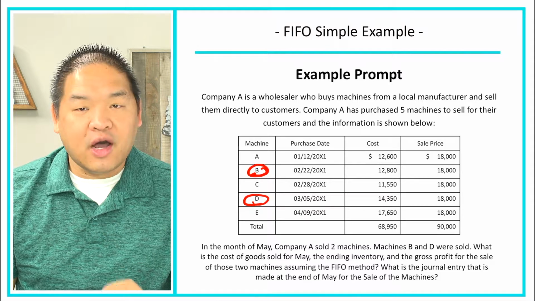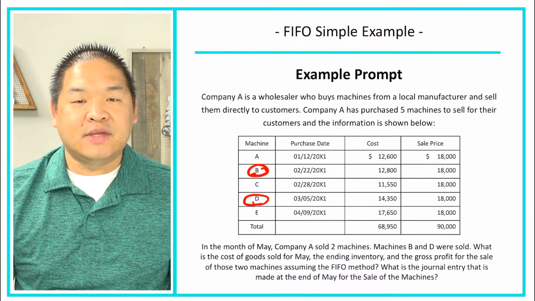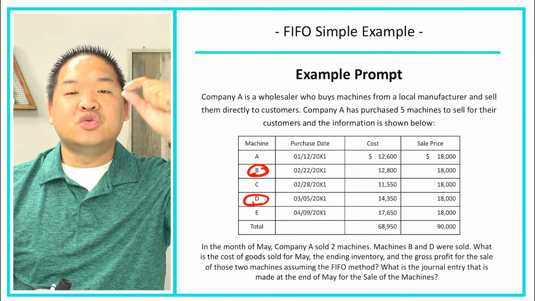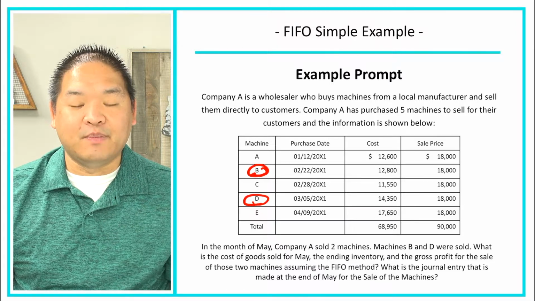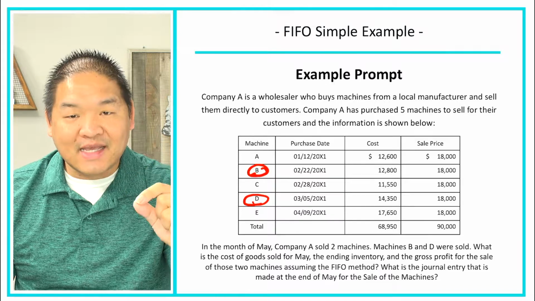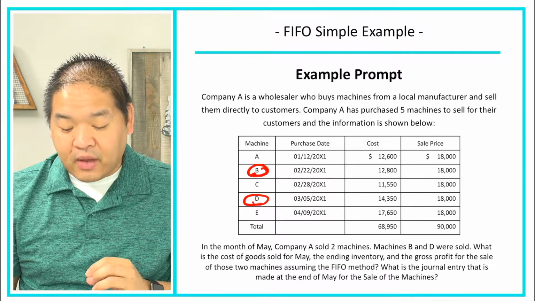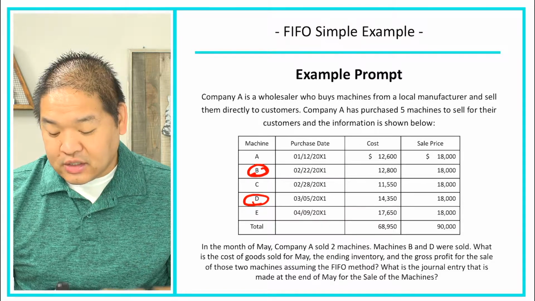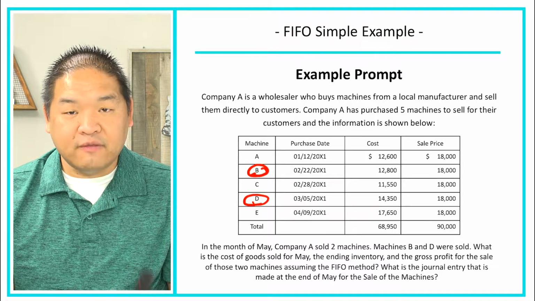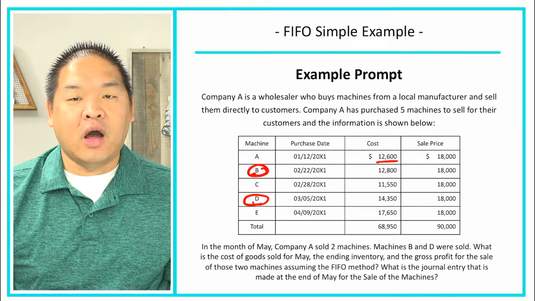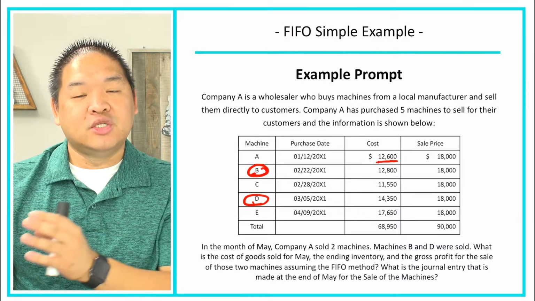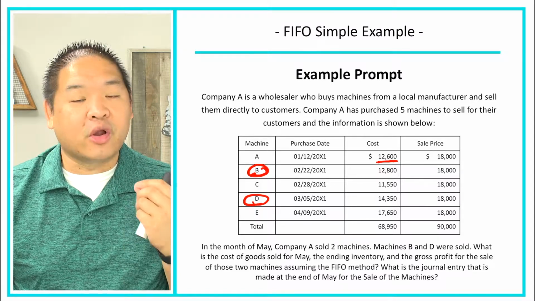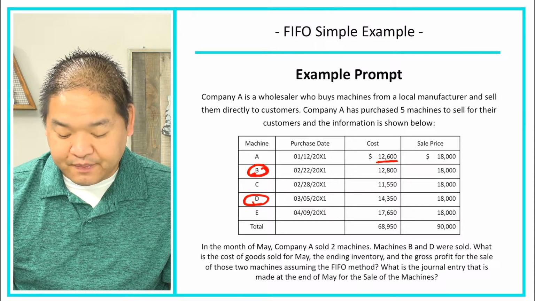But we are not going to move those costs necessarily, unless they are the first 2 costs that came into our business. If you notice right here, we've organized the machines by purchase date, from the earliest to the latest. So machine A obviously came in first, B second, C third, D fourth, E fifth. The way that we apply FIFO is we take the first cost and assign it to the first product that was sold. Our first cost came on January 12th, 20x1 in the amount of $12,600. So we're going to transfer $12,600 from inventory to cost of goods sold, and that's going to go for machine B. And yes, machine B cost $12,800, but we're going to move the first cost and the first cost only. Then we're going to need another one.